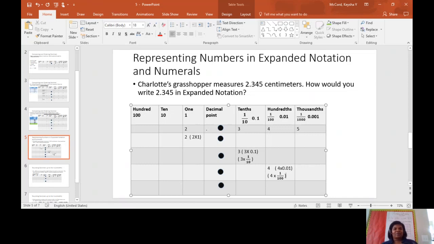And one more, last number, 5. So I put 5, and I'm going to multiply the digit times the value of the place value. So here is thousandths. So I'm going to write 5 times 1/1000th. And because it's a decimal, I can also write it as a fraction.